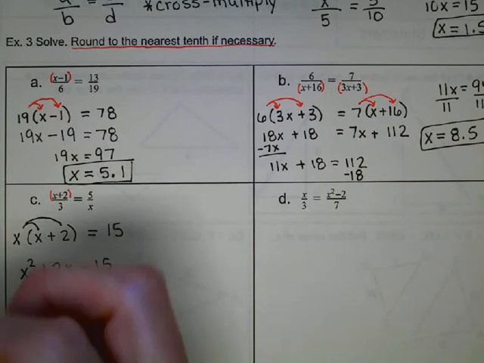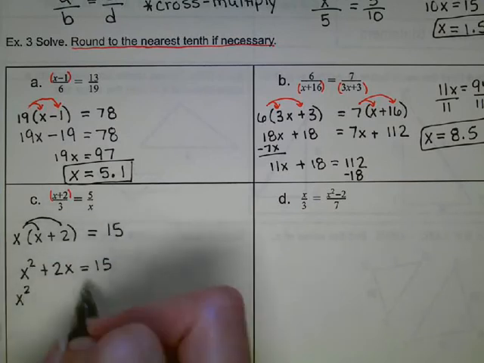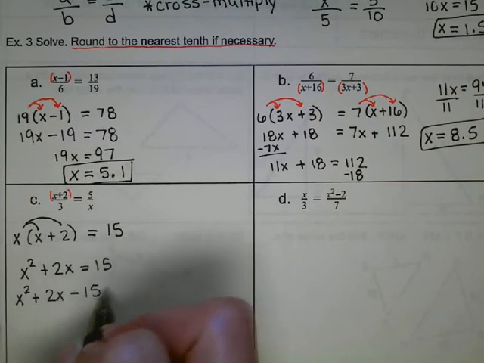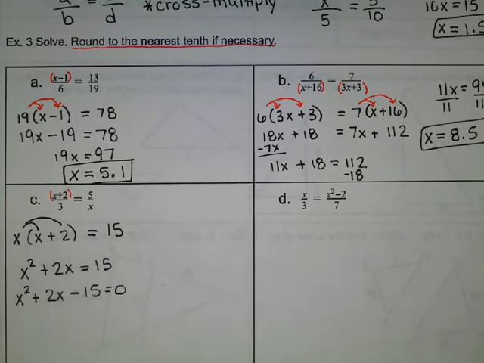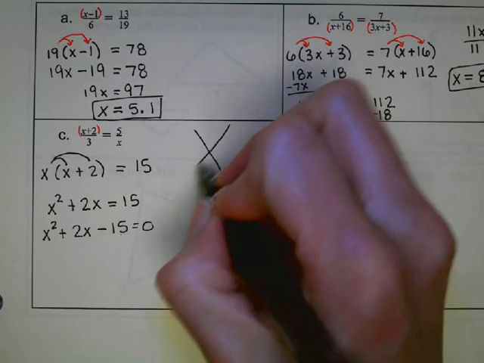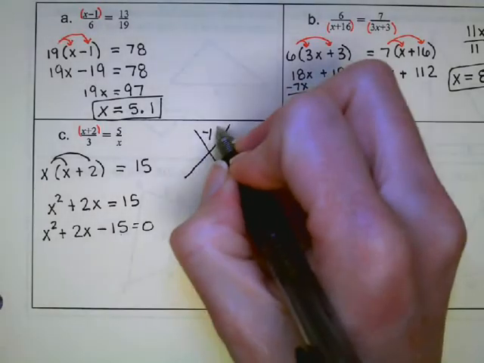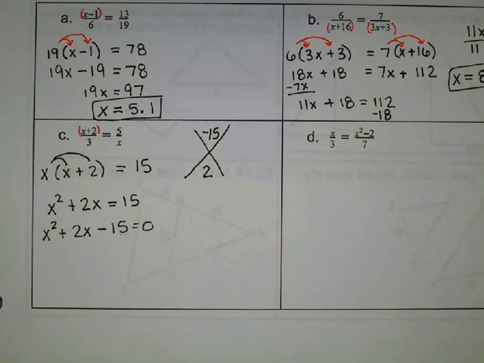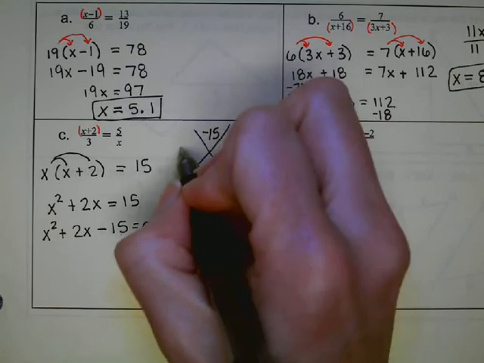To solve a quadratic, we want to set it equal to 0. So I'm going to subtract the 15 to the other side, and then set up maybe my x method, if that's the way you prefer to do these. You'd have negative 15 up top, 2 on the bottom, so we're looking for factors of 15 that add up to 2. Do a positive 5 and negative 3.